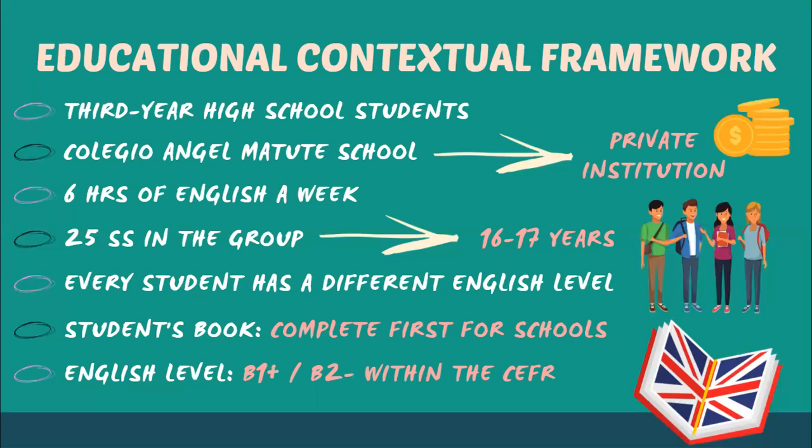It has a population of 25 students in this group, with ages between 16 and 17 years old, who have a language dominance level rounding the B1 plus level, A2, or even a B2 minus. Within the CEFR, the workbook has the objective of preparing the students for the acquisition of the Cambridge First Certificate in English once they finish their mid-higher educational process inside the institution.